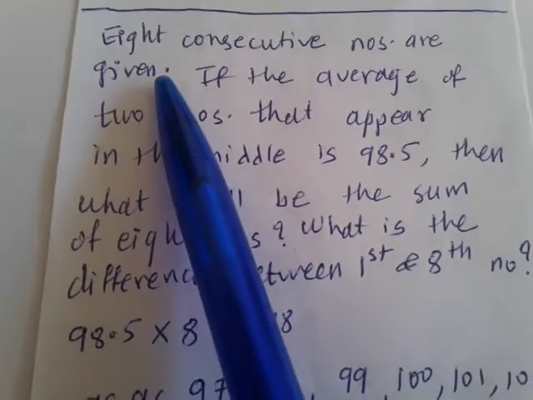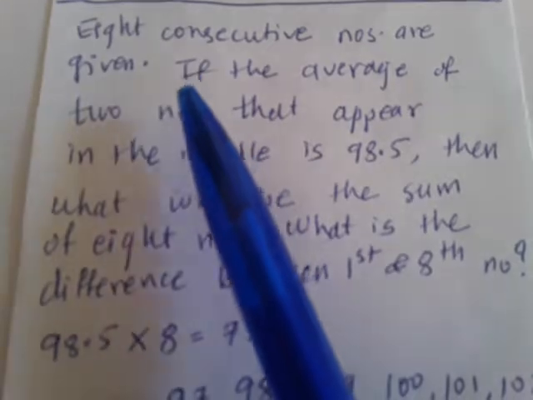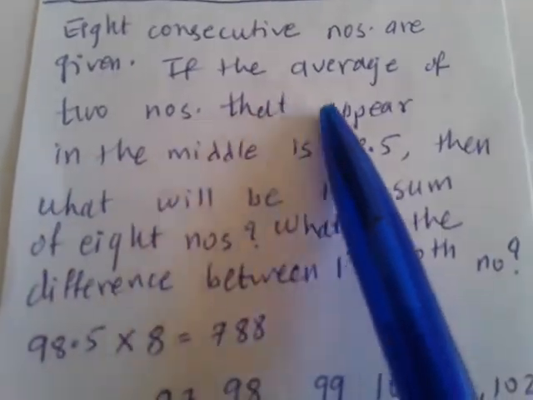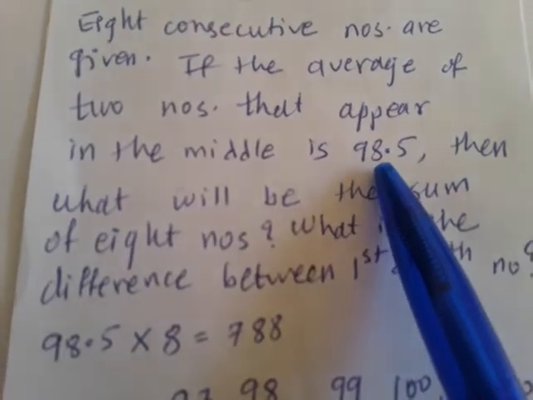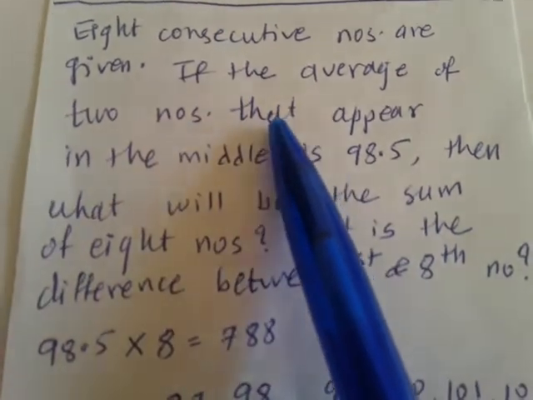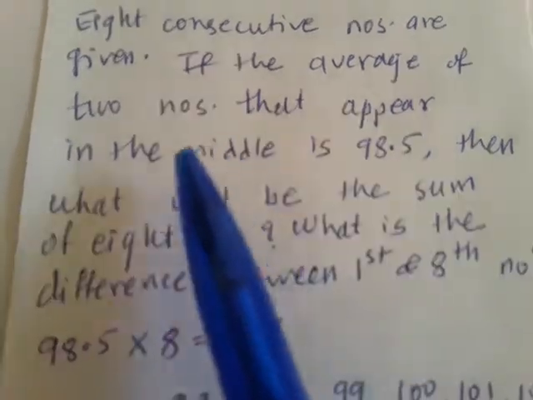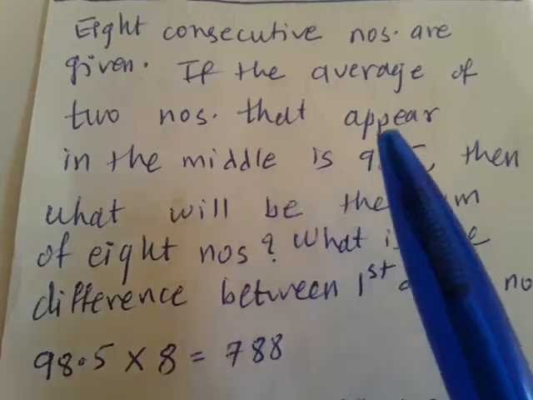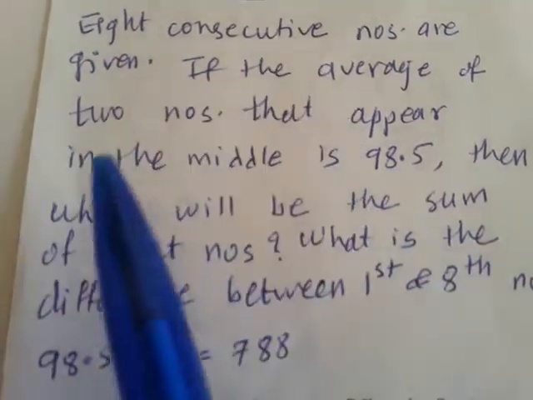See here now. These are 8 consecutive numbers. That means the total number of elements is even. And the average of the middle 2 numbers given to us is 98.5. What did we just learn? If the total number of elements is even in consecutive numbers, then the average of the middle two numbers is the average of all numbers. So basically this 98.5 is the average of all 8 numbers.